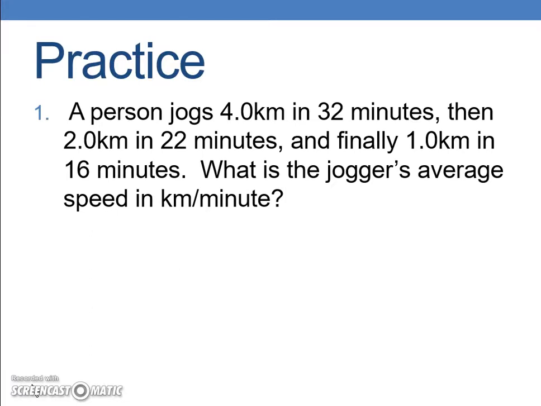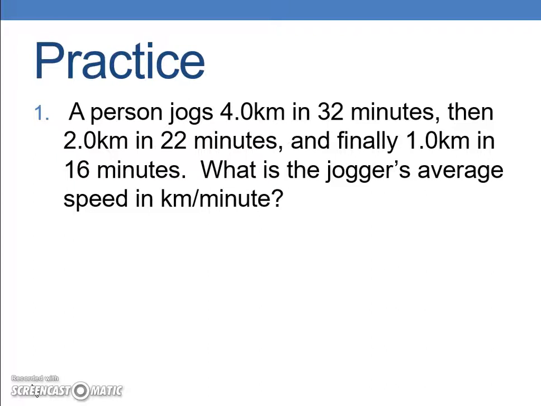Moving on, there are a couple of practice problems that you can do. Let's talk through the first one. A person jogs 4.0 kilometers in 32 minutes, 2.0 kilometers in 22 minutes, and finally 1 kilometer in 16 minutes. What is the jogger's average speed in kilometers per minute? We're not changing any of the numbers here. We're not converting. But I do want you to go ahead and figure this out.